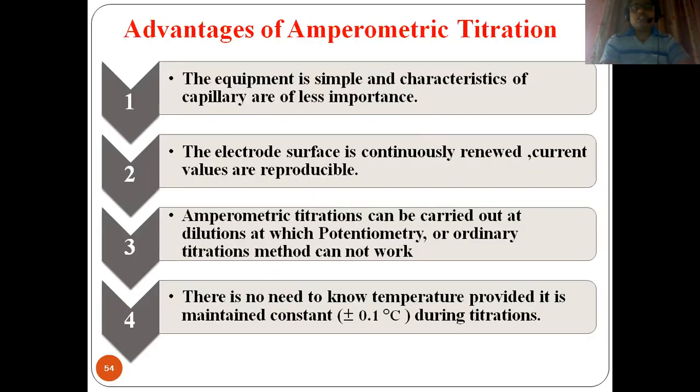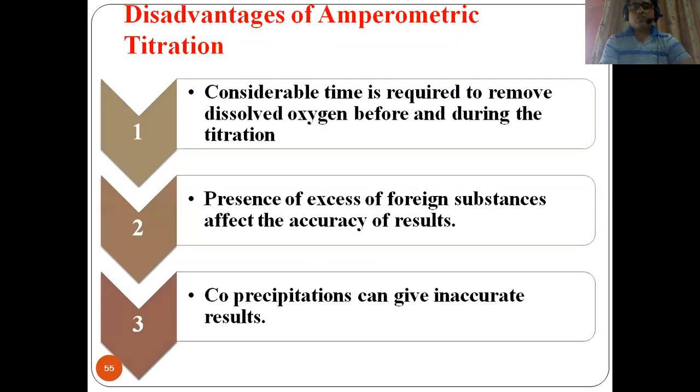These are the advantages of amperometric titration. The equipment is simple and the characteristics of the capillary are of less importance. The electrode surface is continuously renewed, and current values are reproducible. Amperometric titrations can be carried out at a dilution at which potentiometry or ordinary titration methods cannot work. There is no need to know the temperature, provided it is maintained constant within plus or minus 0.1 degrees Celsius during titrations. Disadvantages: considerable time is required to remove the dissolved oxygen before and during the titration.